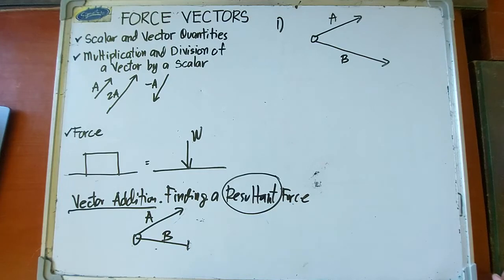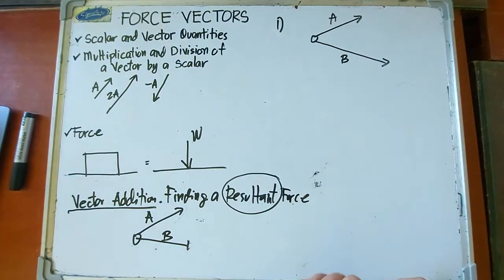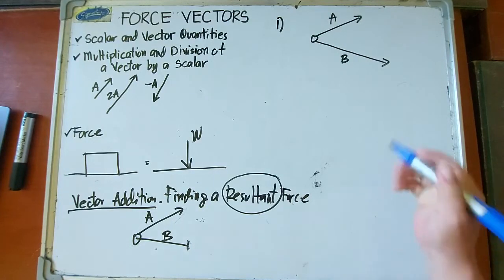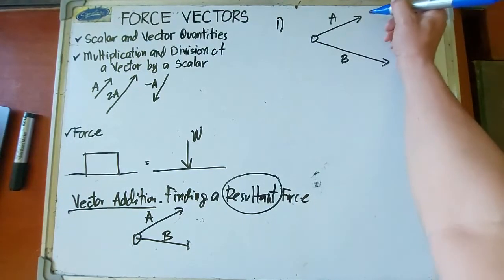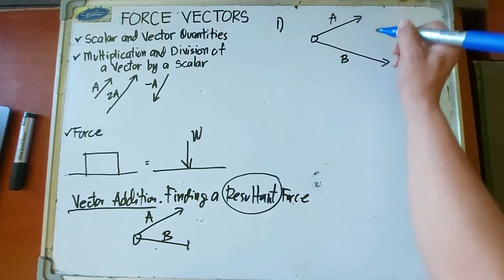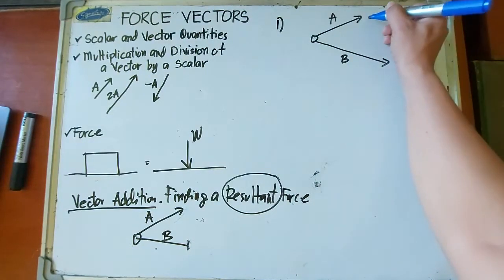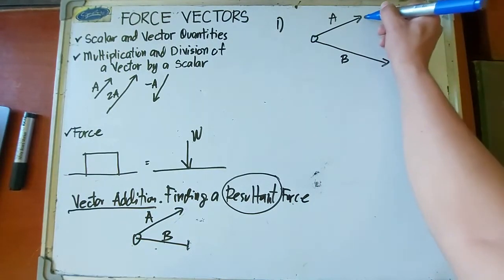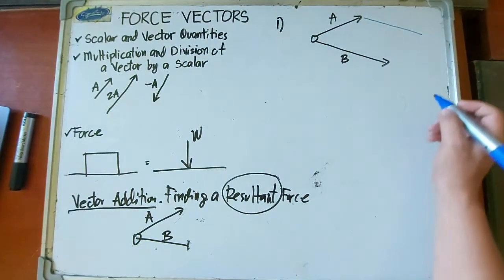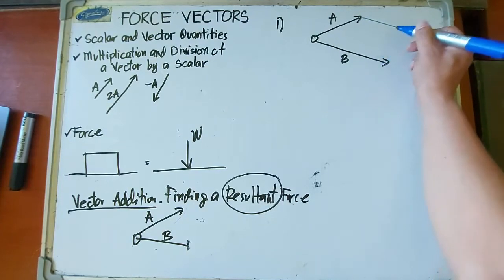Okay? So second is to draw parallel lines. So from the head of force A, you draw a parallel line relative to force B. So drawing natin, sana straight yung drawing ko. Ayan, okay. Ayan. So parallel siya sa force B.